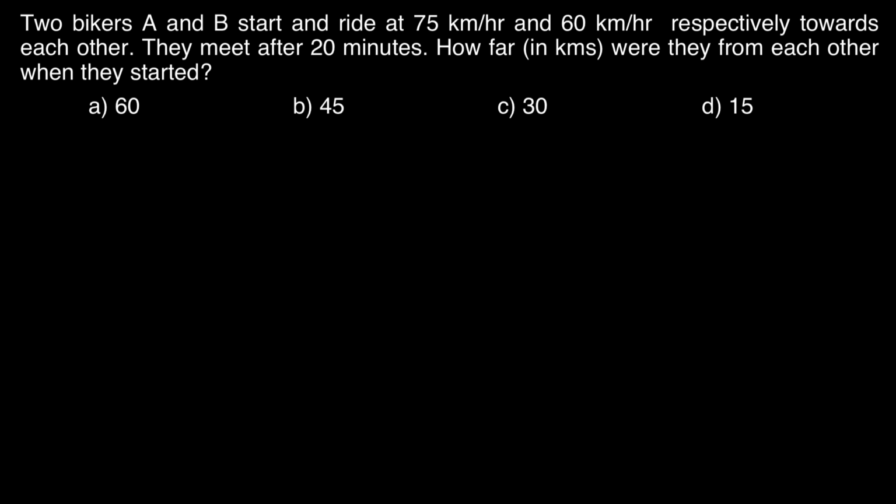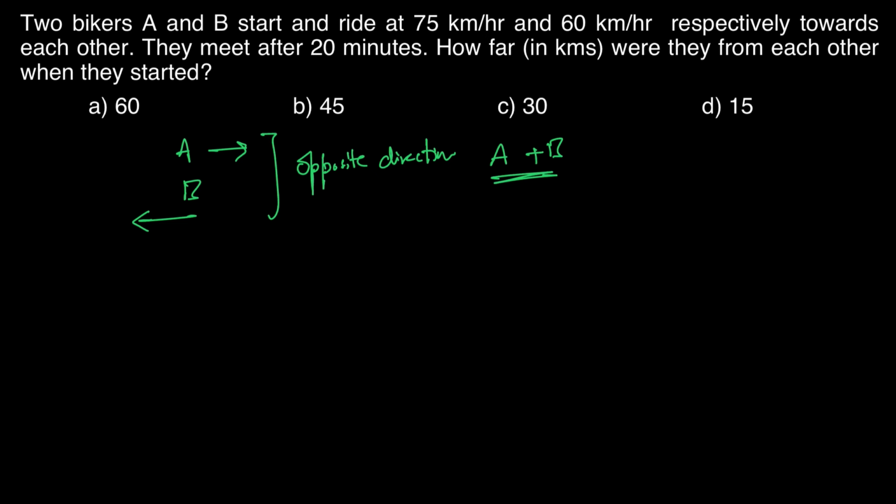Even we can solve this question using the relative speed method. A and B move towards each other, which means they move in the opposite direction. So A moves in this direction and B moves in this direction. So basically both are moving in opposite direction. When two objects are moving in the opposite direction, the relative speed will be the speed of A plus the speed of B, which means they cover more distance.